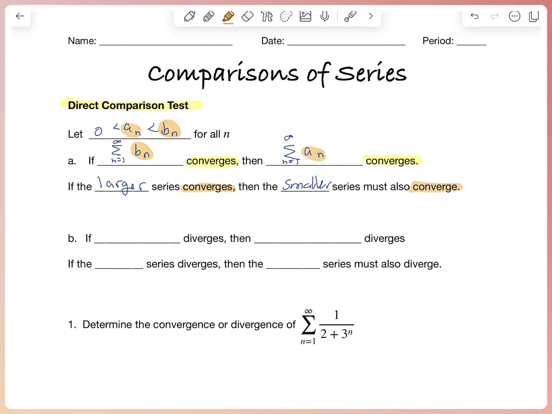Or you could choose, so this is if you choose a convergent series to compare it to. So if you choose a convergent series to compare it to, it must be larger than the given series.